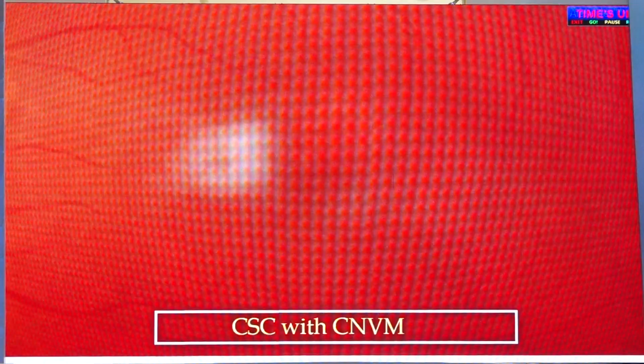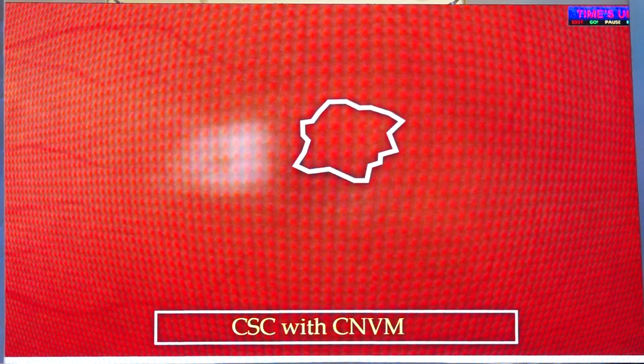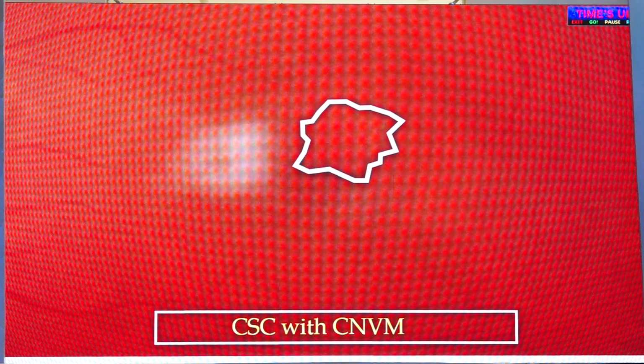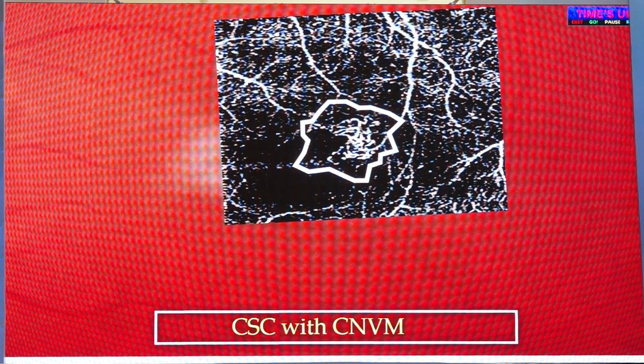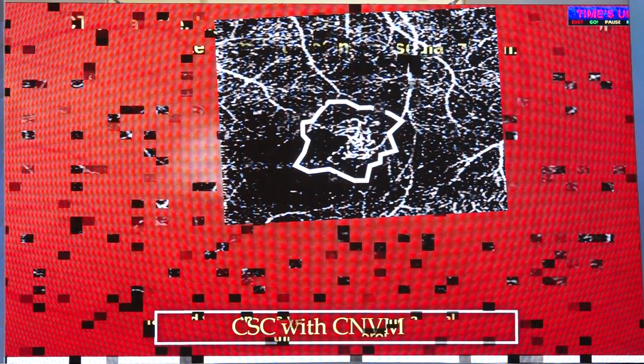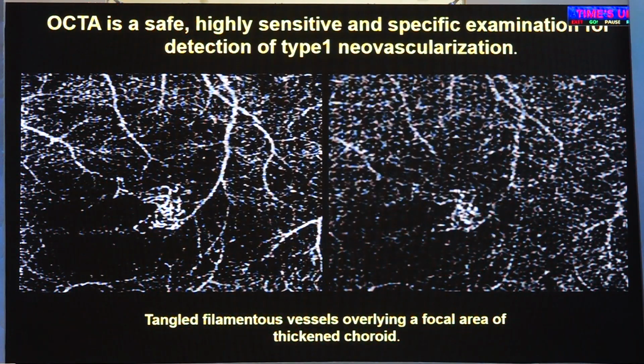So the diagnosis changes: you have a neovascularization corresponding to the FIPED or flat irregular PED, and that corresponds on the OCTA deep slab. So you are looking at a chronic CSC with a type 1 CNVM. So OCTA is a highly sensitive and specific examination, and it is non-invasive in picking up this type 1 neovascularization, and we get a diagnosis of CSC in the setting of a pachychoroid situation.